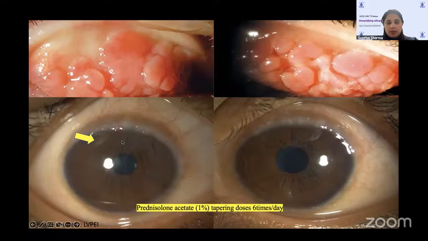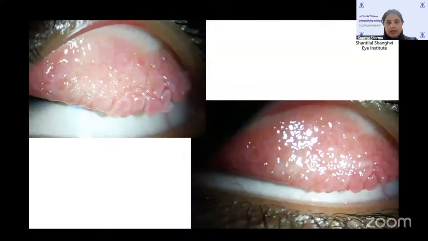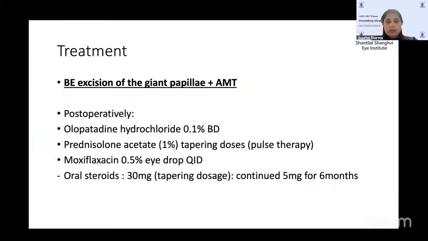So to begin with, I started the patient on topical steroid drops, and here we see that with the topical steroids, the congestion had reduced and symptoms had improved. But the patient was still bothered by chronic mechanical irritation from the giant papillae in the upper tarsal conjunctiva as well as the ropey discharge. So, looking at the size of the giant papillae, excision was planned along with amniotic membrane transplantation.